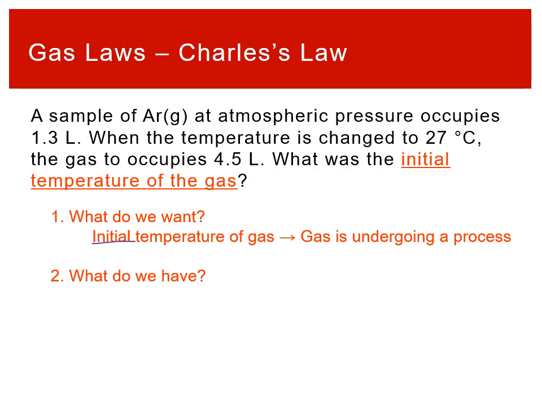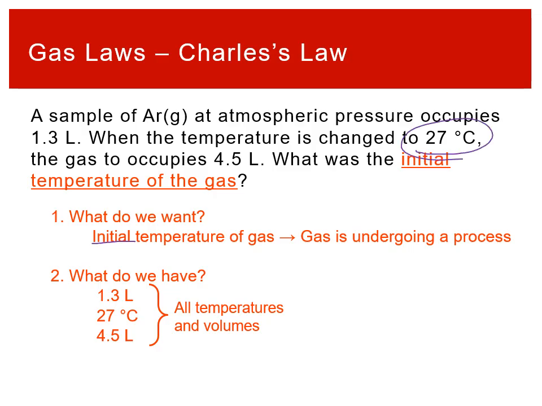So when we want to figure out the initial temperature, what other pieces of information do we have? We can see there are a lot of other variables given to us. We have the 1.3 liters, 27 degrees Celsius, and 4.5 liters. All of these are temperatures and volumes. One thing in particular is that we were asked about an initial temperature, and we were given a different temperature of the same gas sample. That always implies we're going to be dealing with one of these named gas laws. And because we're given a bunch of temperature and volume measurements, we are likely dealing with Charles's law.